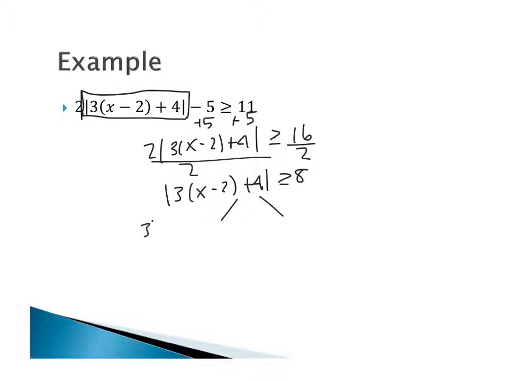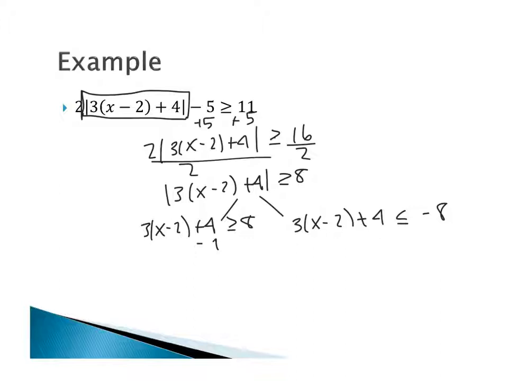So we're going to say 3 times (x minus 2) plus 4 is greater than or equal to 8, and then we're also going to say that 3 times (x minus 2) plus 4 is less than or equal to negative 8. Okay, so then we just have to solve these like normal.